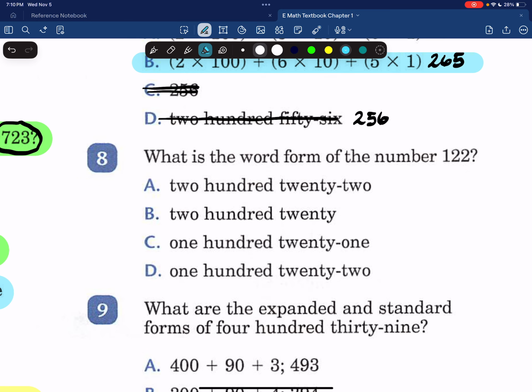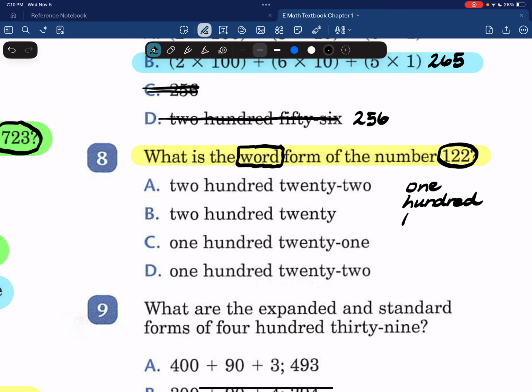Number 8. What is the word form of the number 122? So here's my keyword, and there's my key number. 122. That's 100, 20, hyphen 2. So I can eliminate B.